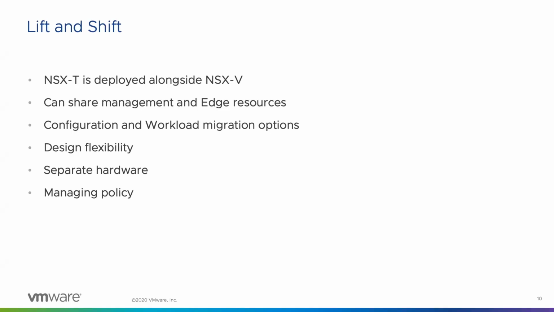So in this case, the management and the edge resources could possibly be shared if you didn't stand up a whole new vCenter with new hosts in it. And then here you have different ways that you can configure your environment and your workload to migrate. There's a lot of design flexibility. You don't have to stick with the same design that you have in NSX-V. You can maybe clean up your design or go a different direction in your NSX-T environment, and then move your workloads and resources over as you migrate slowly to NSX-T.